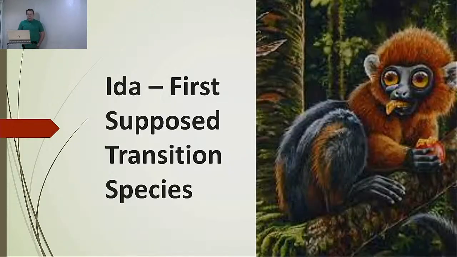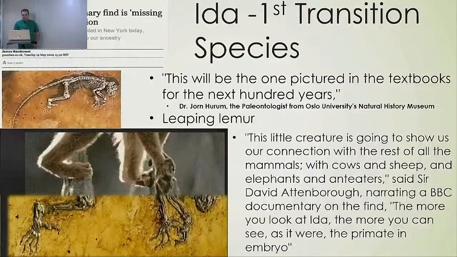The first supposed transition species in this list is something called Ida. And thankfully most of these have nicknames, so you don't have to worry about their long scientific names. And here is a picture of what it supposedly looked like. You can see some bones there and a comparison to what it actually is. It's just a lemur. The feet, the body, match almost identical to a lemur.